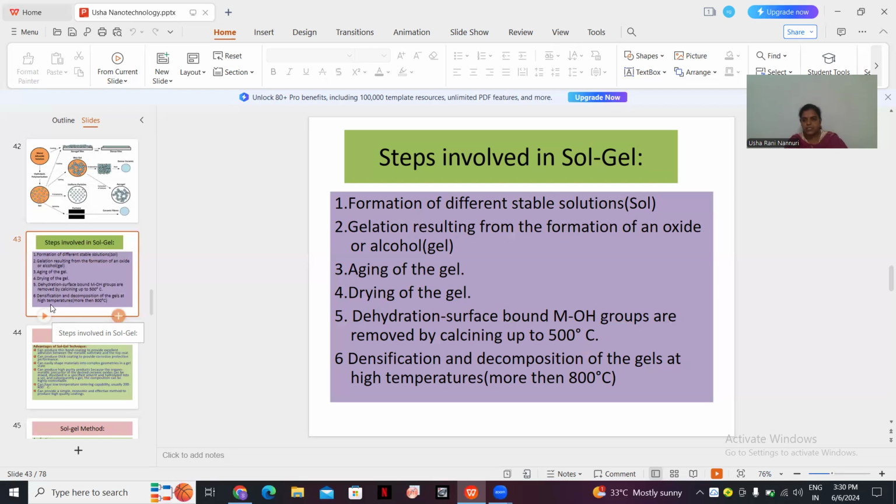The next process is growth and agglomeration. As the number of siloxane bonds increases, the molecules aggregate in the solution. They form a network, and a gel is formed upon drying. Then the water and alcohol are driven off and the network shrinks.